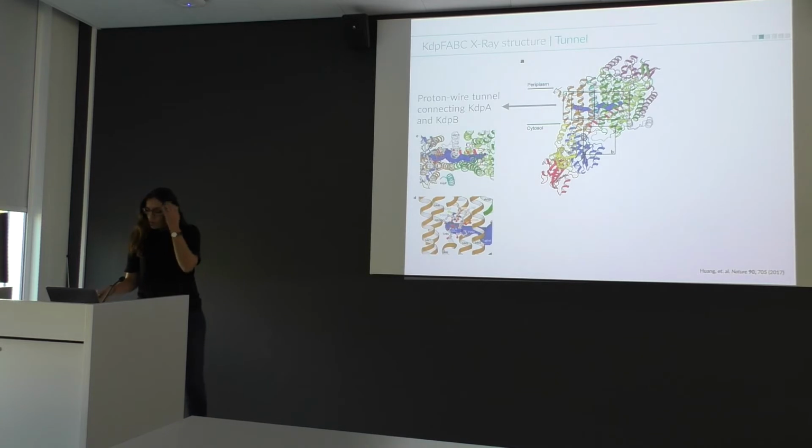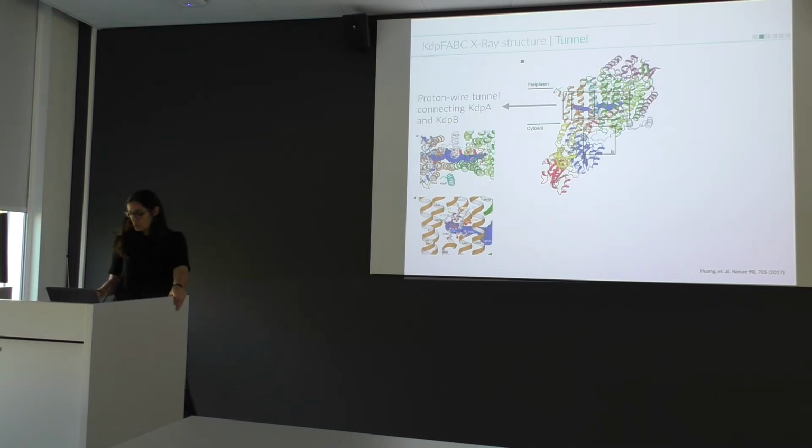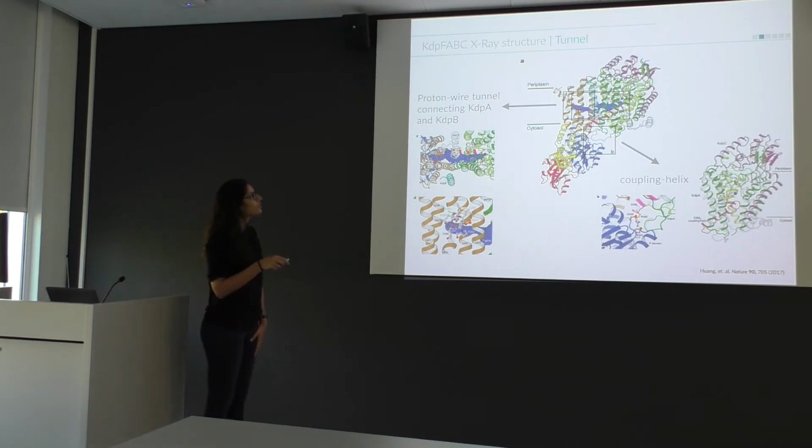And what they propose is that this is a proton-wire tunnel connecting both subunits. So this would be a water-filled cavity, which basically would sense a charge here and then signal this charge down to the former canonical binding site, and this would then induce the conformational changes and get the process rolling. This is what they suggested.